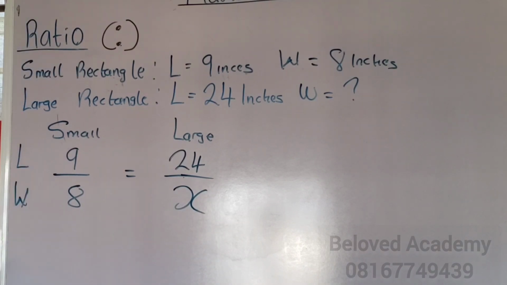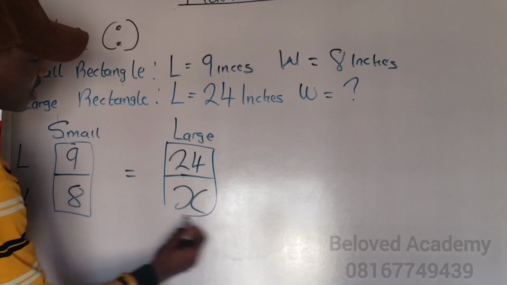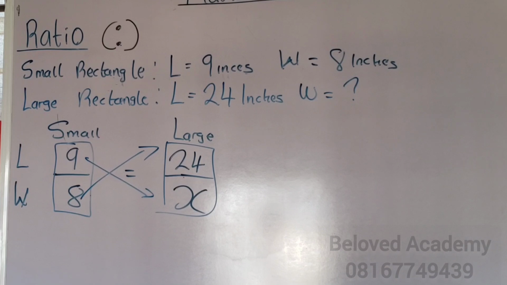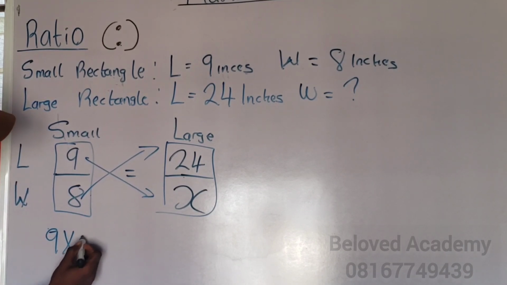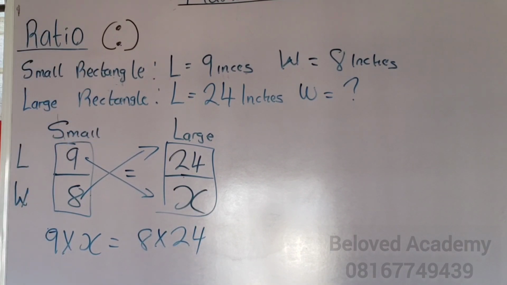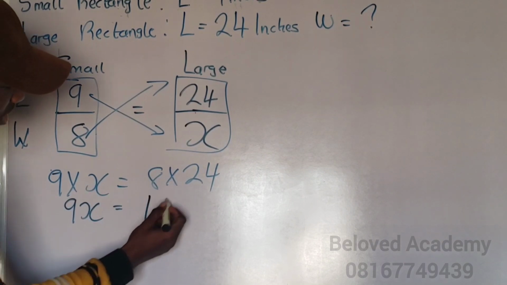Okay? Now, we have changed this to fraction. So we can easily find the value of x to know the width of the large rectangle. Just equate this to this. So we are going to cross multiply. This 9 will multiply x, and this 8 will multiply 24. So 9 multiplied by x is equal to 8 multiplied by 24. Do you understand? So 9 multiplied by x is 9x. 9x is equal to 8 multiplied by 24. That is 192.